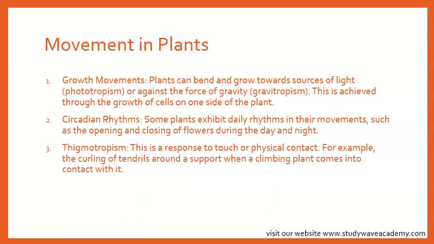Movement in plants. Plants also exhibit various forms of movement, although they are not as obvious as in animals, okay? So the primary movements in plants are growth movements. Plants can bend and grow towards sources of light or against the force of gravity. This is achieved through the growth of cells on one side of the plant, okay?